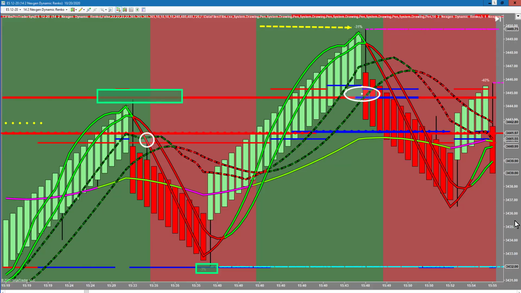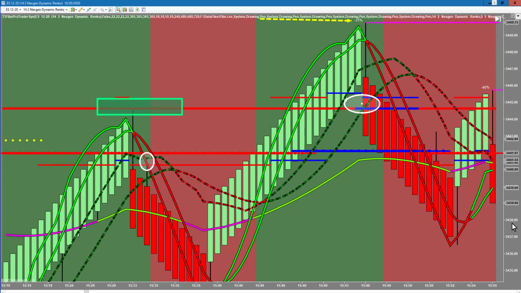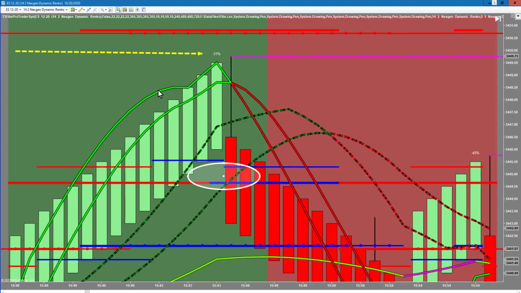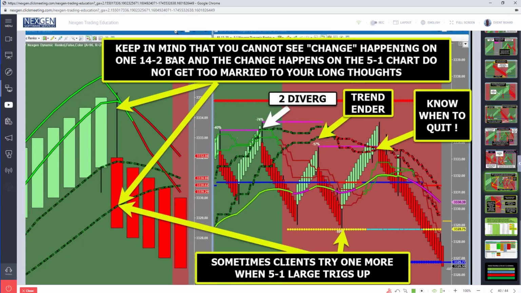Now, the only thing that you can't see when you're staring at just one chart, so you have to kind of be fair about your analysis, is this picture that we use all the time. And this one's in the trading trend trade video on the website. You can't see change that happens on a large chart when you're only staring at the large chart.